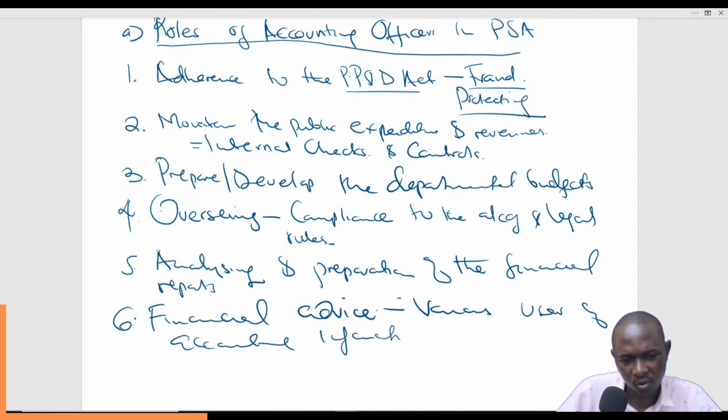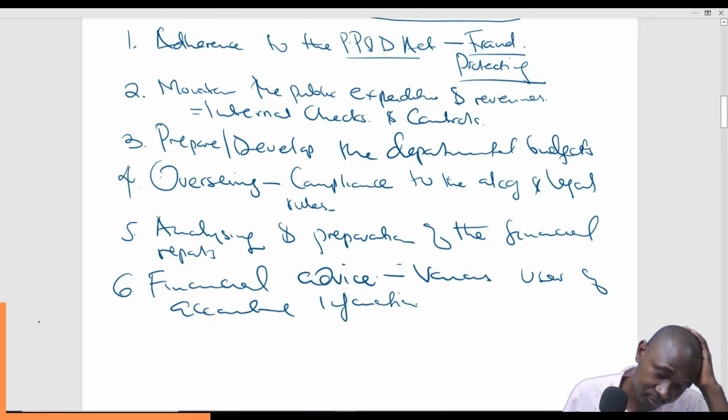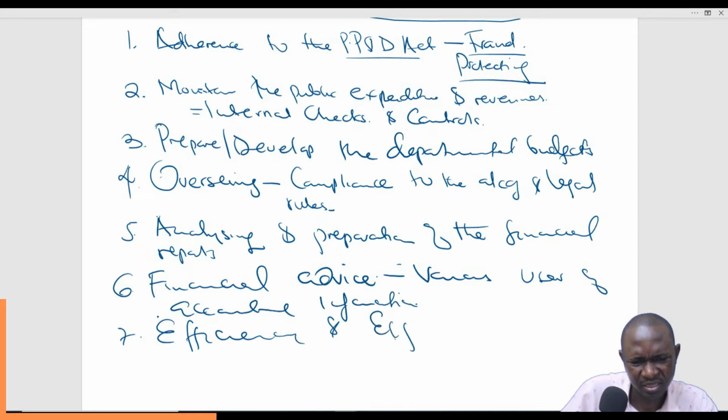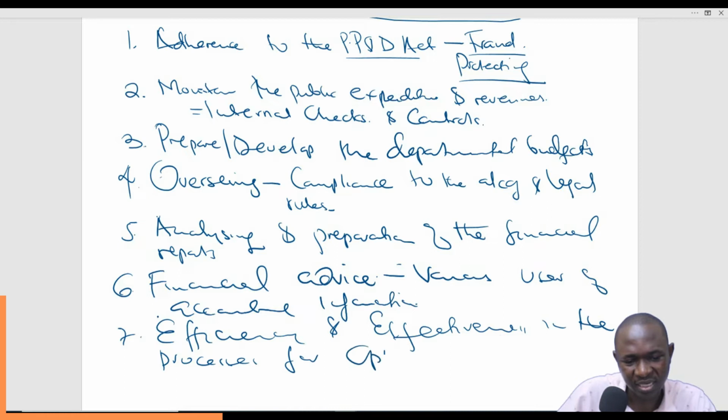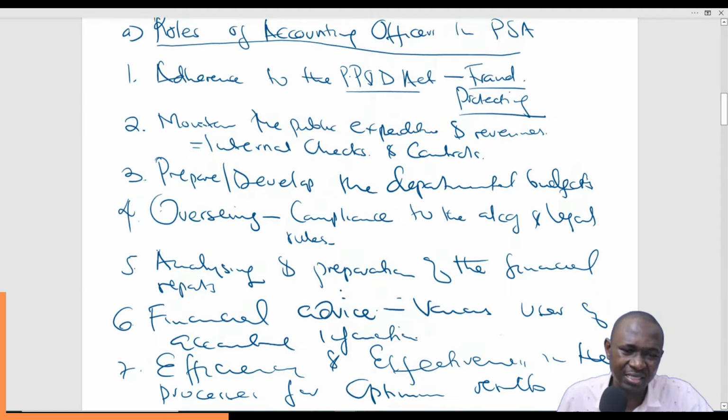We can go on and on. There are so many roles of accounting officers in a public entity, but these ones are outstanding. You can add others, such as ensuring efficiency and effectiveness, especially in all the processes, for optimum results. This is also one of the roles of the accounting officers in a public entity.